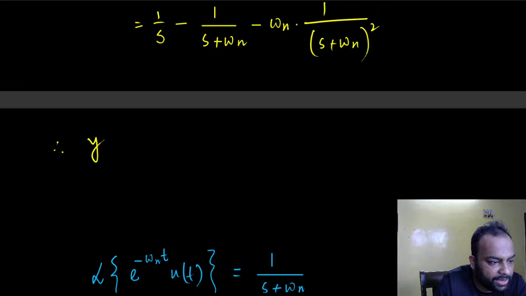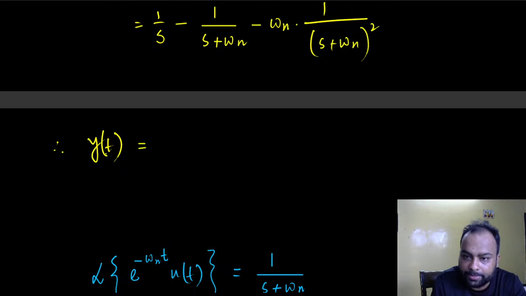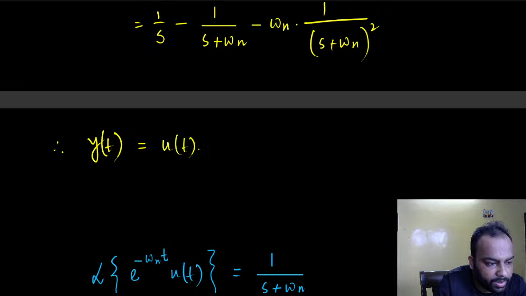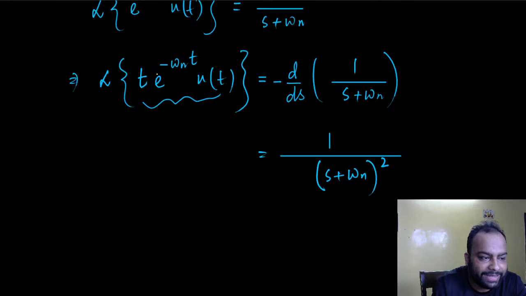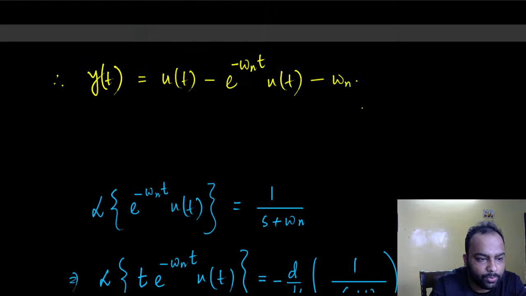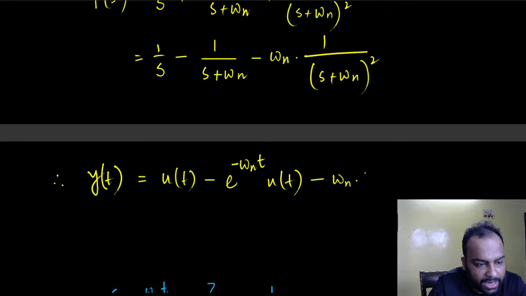Therefore if I calculate the inverse Laplace transform, we have y(t). The inverse Laplace transform of 1 by s would be u(t) minus the inverse Laplace transform of 1 by s plus omega n, that's going to be e to the power minus omega n t, of course with a u(t), minus omega n is there, just the multiplication factor, and the inverse Laplace transform of 1 by s plus omega n whole square would be t e to the power minus omega n t u(t). We just figured this out moments ago. So that's going to be t e to the power minus omega n t u(t).